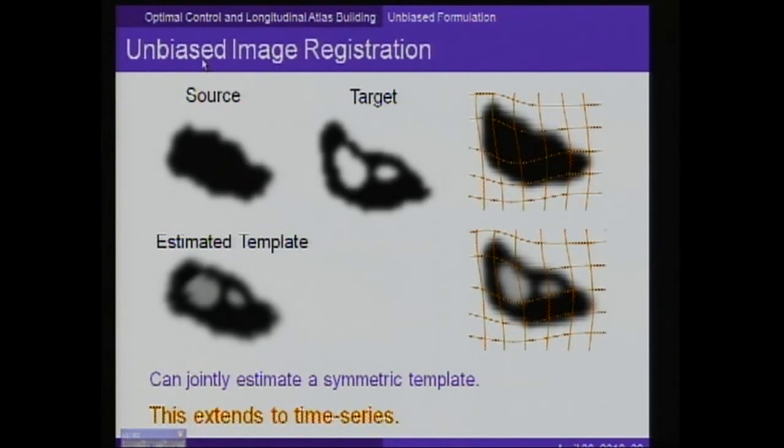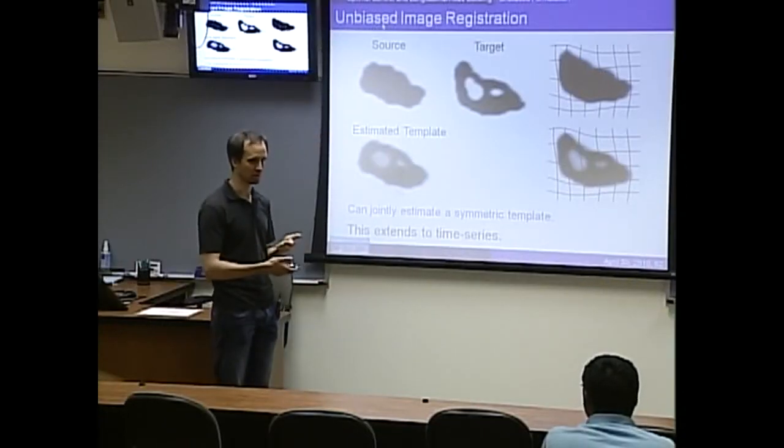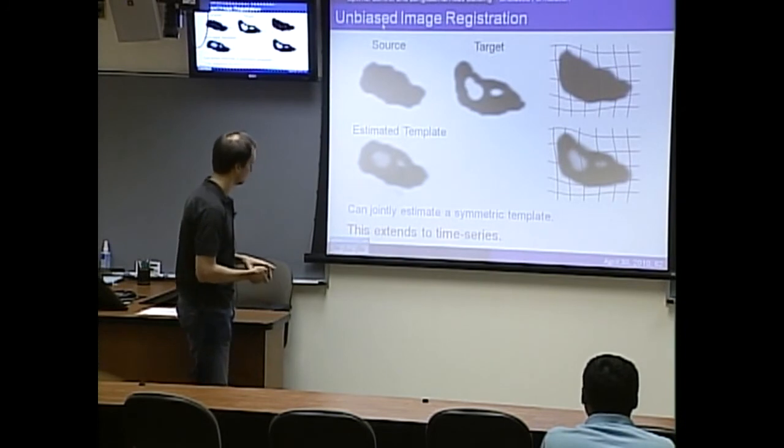But you also get at the same time the template that is some sort of compromise between the two of them. So where both of them are black, the template will be black. Where both of them are white, the template will be white. In the middle, you get something that's a little bit grayish, because it's a template that tries to be equally far away from both images to make everything symmetric.